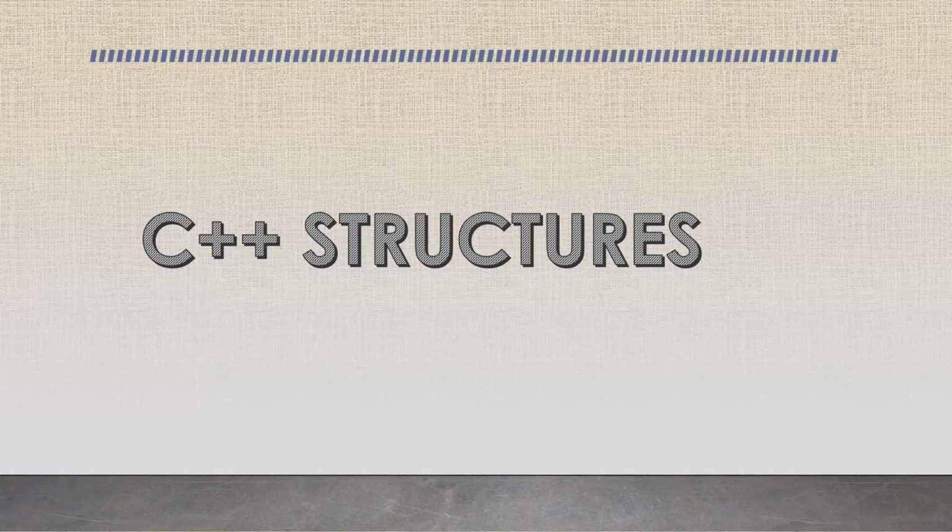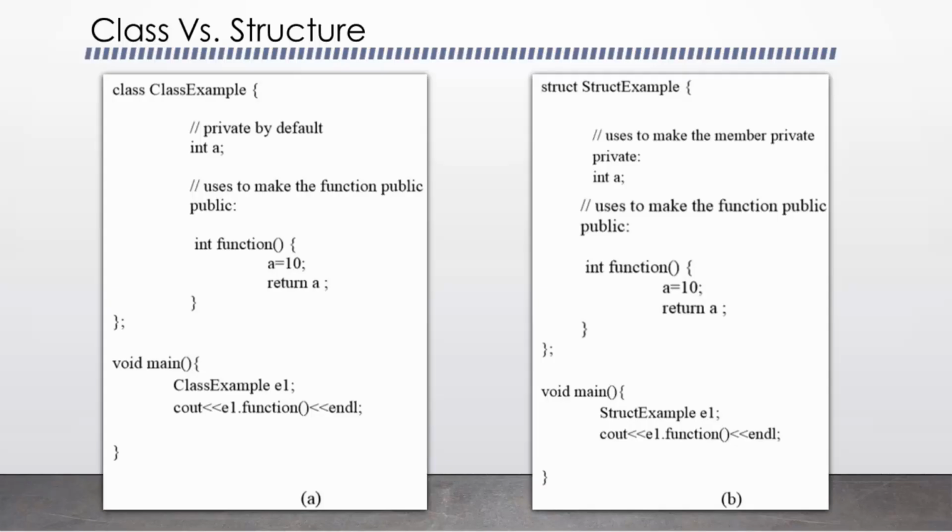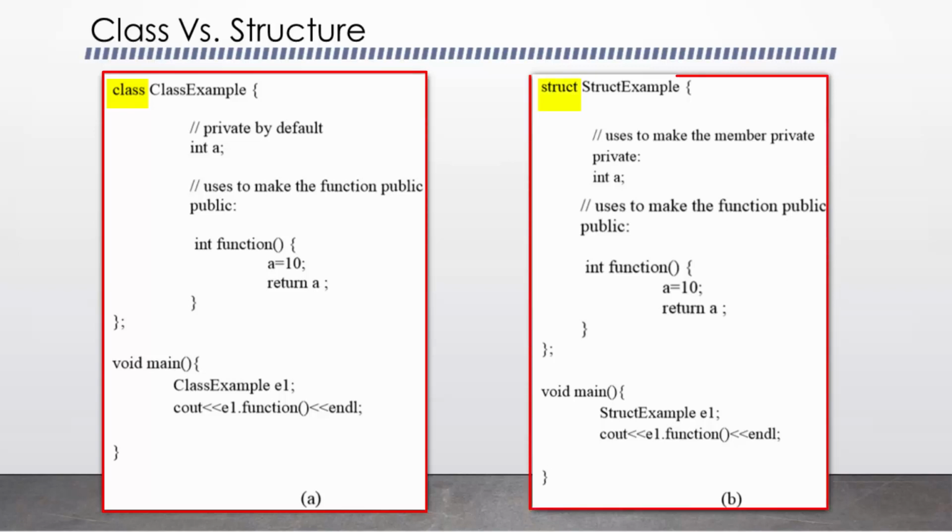In this video, I'm going to explain about structures in C++ language. You know how to write a C++ class. Here we have a class and a structure. Figure A shows a class and figure B shows a structure.